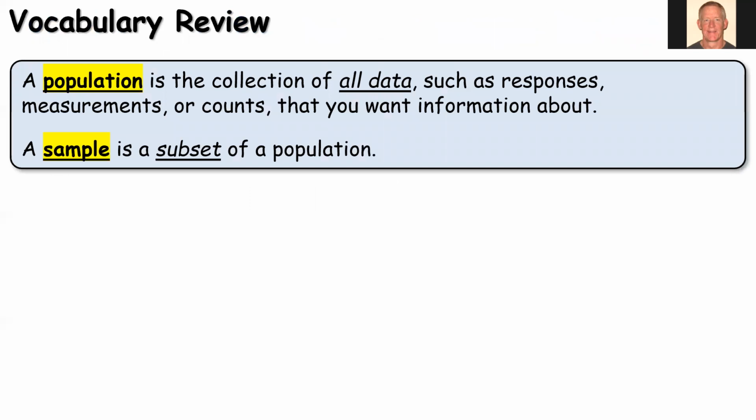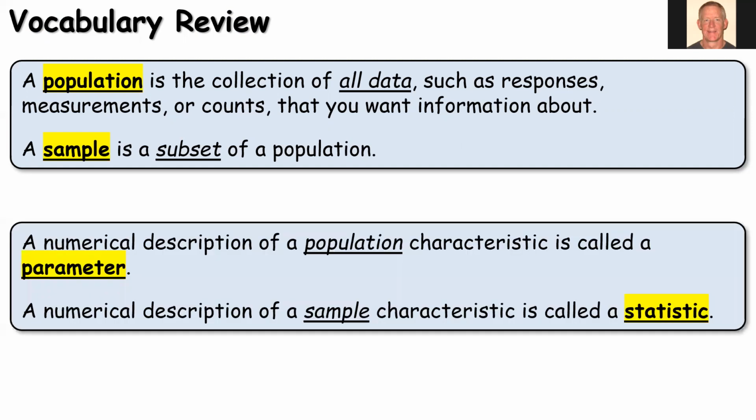Right, little vocabulary review here. We're going to keep using these terms population and sample. So I just want to reinforce that the population is the collection of all data, such as responses, measurements, or counts that you want information about. This would be for every person in the United States, for example. A sample is a subset of the population. So we can't ask everybody in the United States, but we can ask a subset of that. We refer to that as our sample.